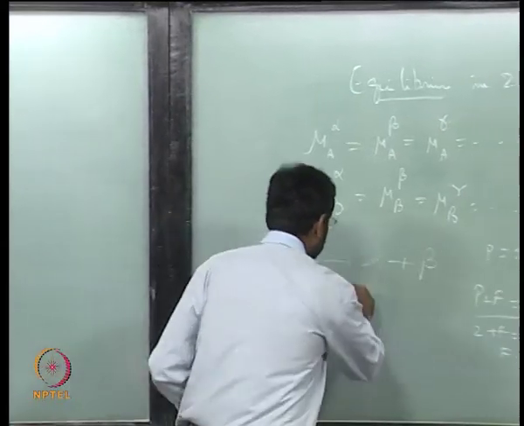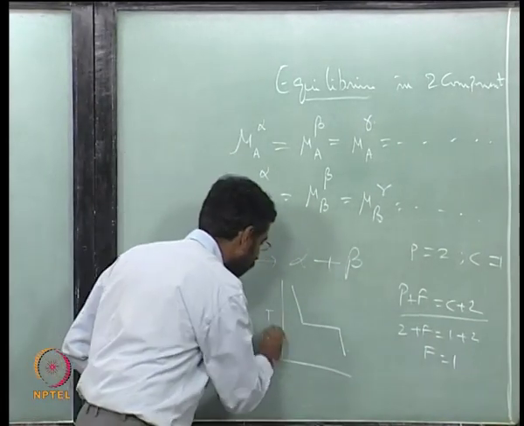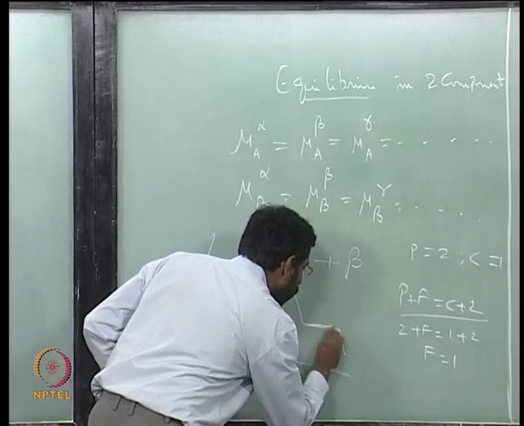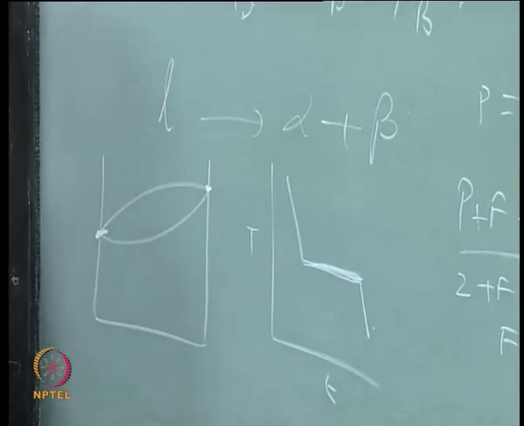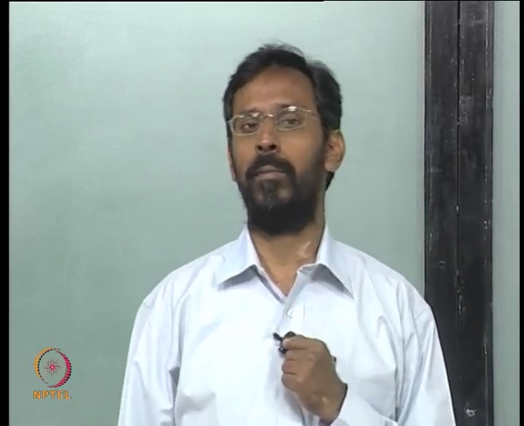If you remember this cooling curve, temperature versus time, why does this solidification occur at a fixed temperature for a pure metal? It is because of this. The Gibbs phase rule tells that the melting and solidification has to occur at a fixed temperature. Thermodynamically, it is not possible that the melting can occur over a range of temperature.